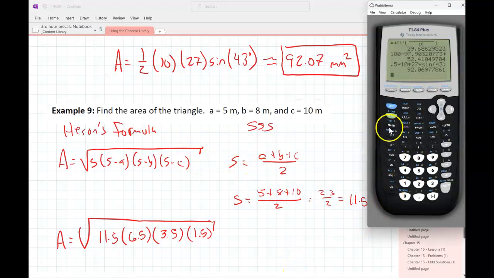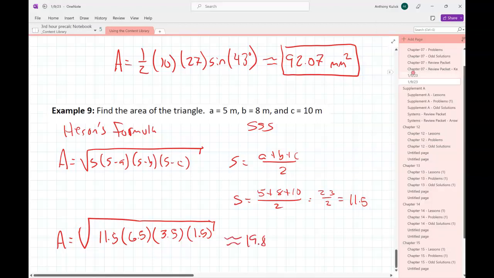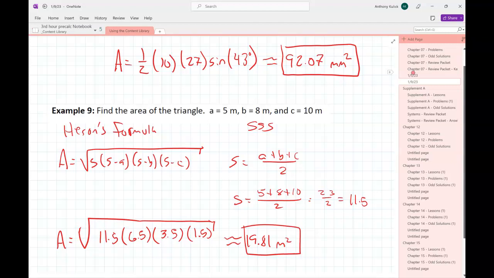So under Heron's formula, S equals the sum of the side lengths divided by 2. Because who wants a formula with all those fractions and gobbledygook in there, when all you're going to do is be plugging it in. So I got about 19.81. And the unit there should be meters squared. How nice and easy is that one?